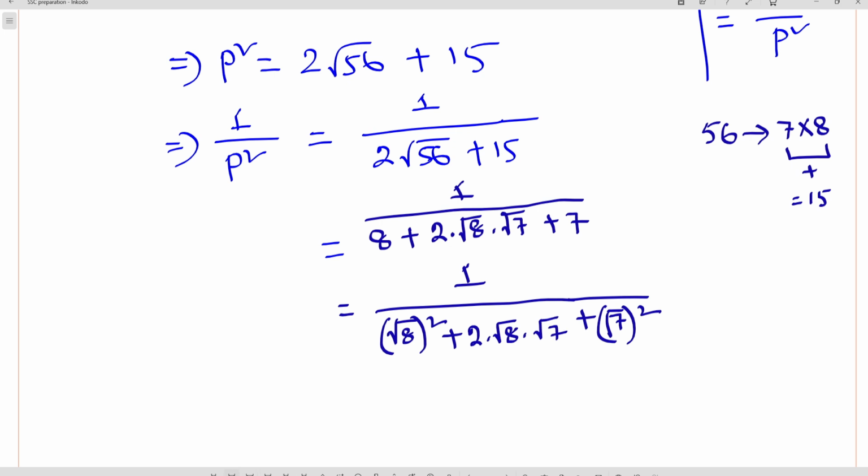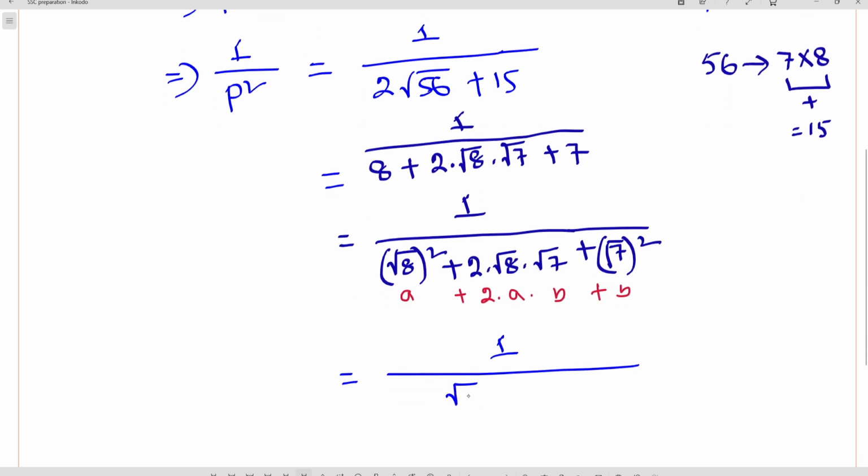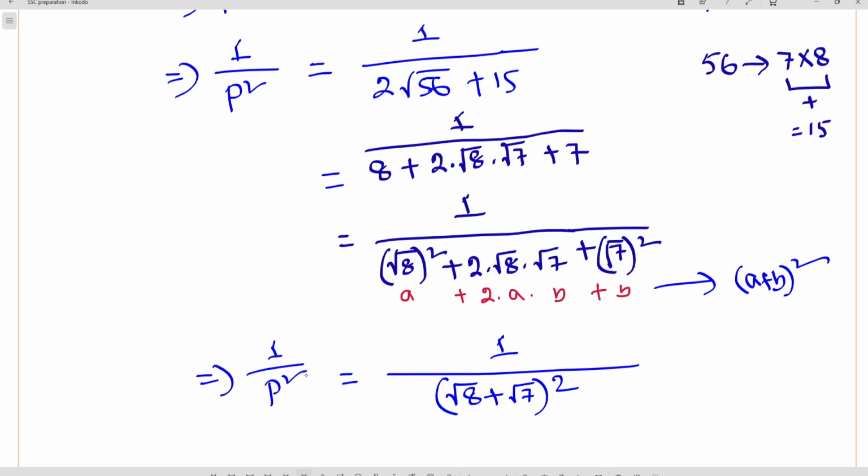Now look, it's looking like a square plus 2ab plus b square. So in this case, what can we write? We can write here 1, and this one is root 8 plus root 7 whole square. It means a plus b whole square. And this one is 1 by p square.